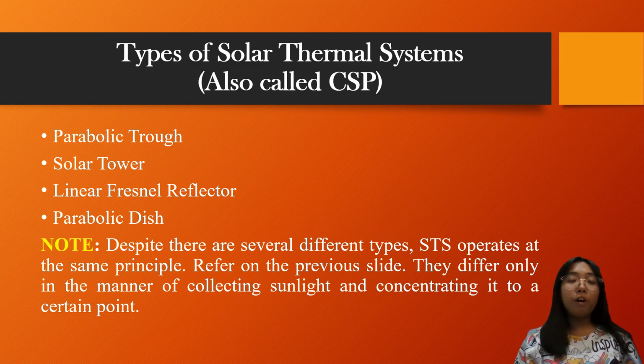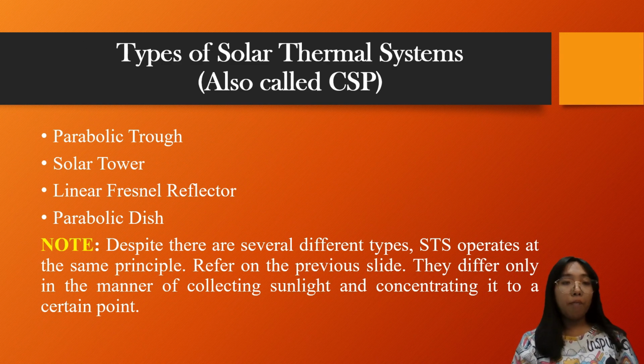So guys, let's move on to the 4 types of solar thermal system or CSP. So these are the 4. First one is parabolic trough, solar tower, linear Fresnel reflector, parabolic dish. So solar thermal systems have 4 types, which are parabolic trough, tower, linear Fresnel reflector, and parabolic dish.